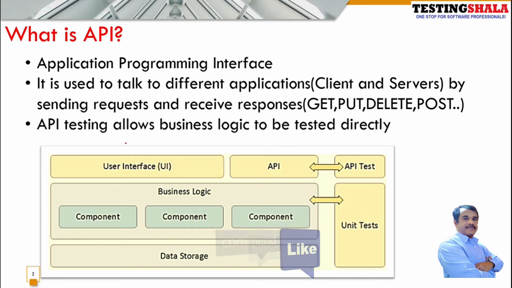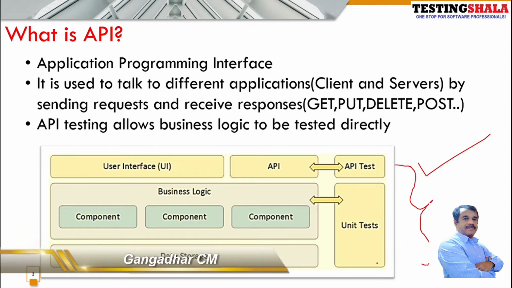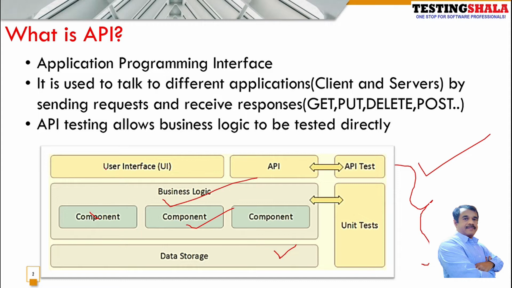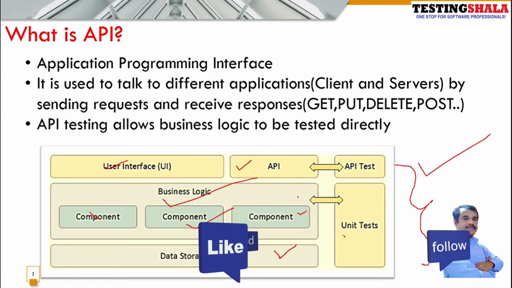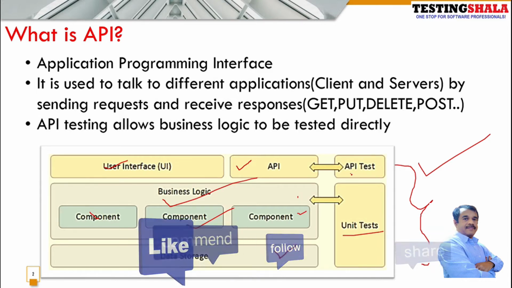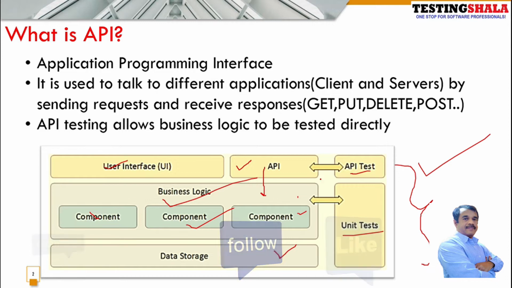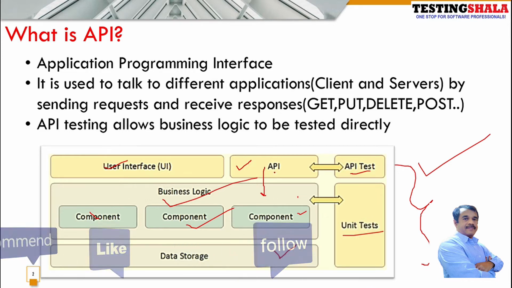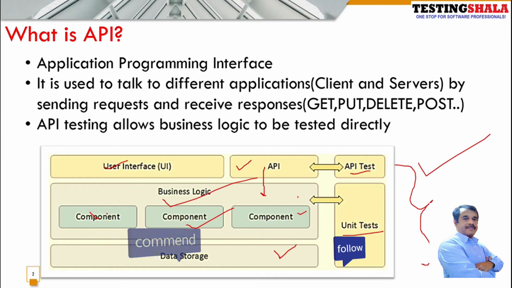If we see this diagram, it clearly shows a three-tier architecture. There is a database, then we have a business logic layer where we have many components, and there is also the user interface layer, and also there is an API layer. All the component level testing will be done under unit testing. API level testing is performed for business logic and various components.